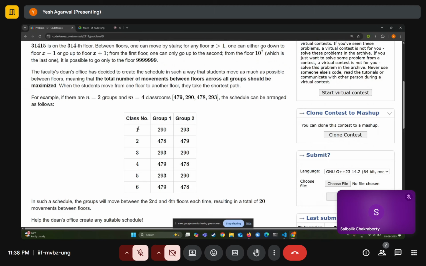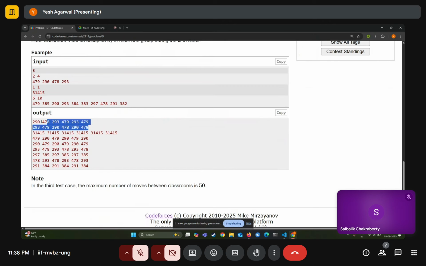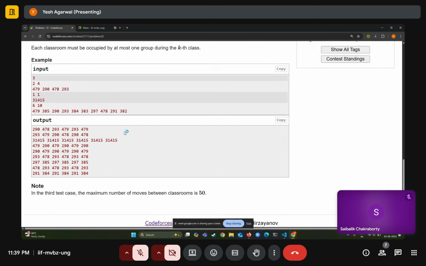So, for example, I'll take a different example. As we can see, there are four classes and two groups, so we'll be outputting two sequences of six classes. As you can see, we are alternating here in order to make sure that the distance between the two classes is maximum, and here also we are doing essentially the same. And here, since there is only one class and only one group, we'll just output the classes in serial order.